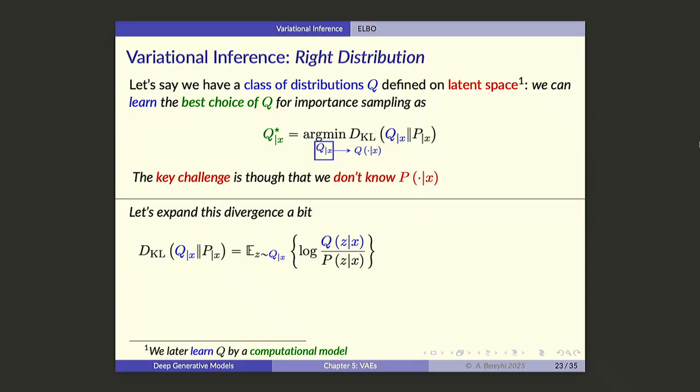How can I write it down? I can write down the definition. It's going to be the expectation over the first distribution Q, right? The expression inside the expectation is log of Q(z|x) divided by P(z|x), right? This is the definition of KL, right?